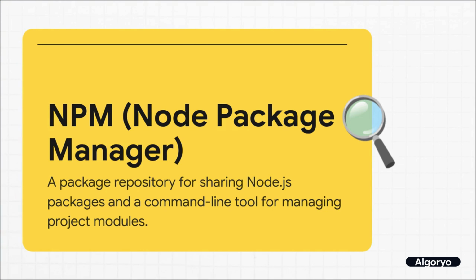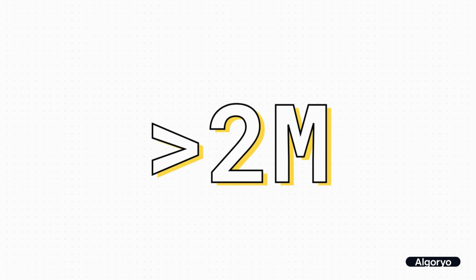Just think of NPM as the world's biggest box of Legos. Seriously, need a piece to connect to a database? There's a Lego for that. Need to work with dates and times? Yep, there's a Lego for that too. NPM is both the giant warehouse that stores all these pieces and the special tool you use to grab exactly the one you need. And when I say it's the world's largest, I am not exaggerating.